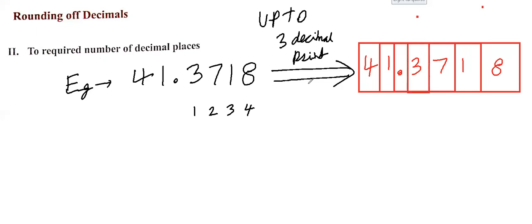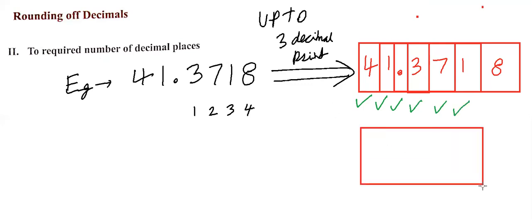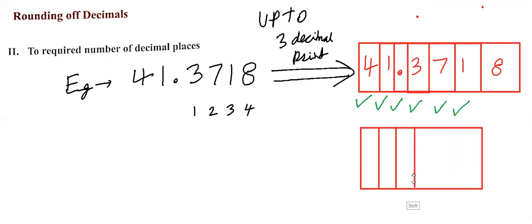Next, I want to convert this into 3 decimal places. It means I want this, this, this, this, this, and also this. So what will I draw? I will draw the same thing again, but in this case it will be only till 3 decimal places.